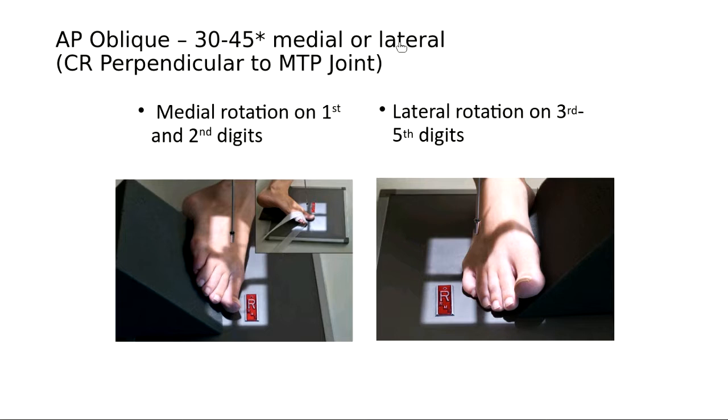The central ray is still perpendicular to the metatarsophalangeal joint, and the only reason they have the sponge is to help the patient to hold that foot still, because if they were just holding it like that without the sponge, sometimes it can be a little bit challenging. So you can use the oblique sponge that we tend to use when we did upper GI or BE. That 45-degree oblique sponge is perfectly fine to use.